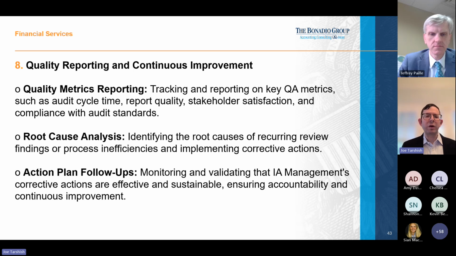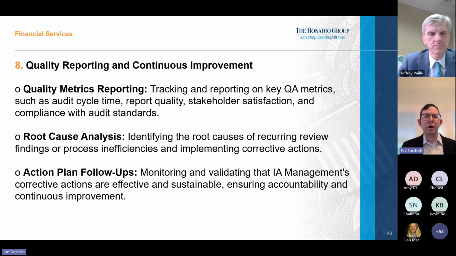And then quality reporting and continuous improvement. So QA metrics, tracking and reporting on key QA metrics such as audit cycle time, for example, report quality, stakeholder satisfaction, and compliance with audit standards. These are requirements. They're spelled out in the Global Internal Audit Standards, and these are just examples of metrics that may be useful to your organization.